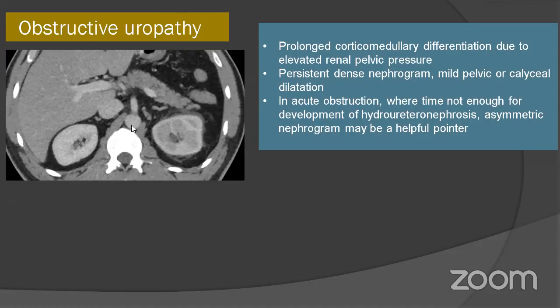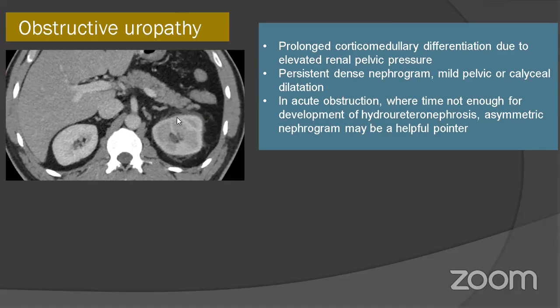And usually when you have obstruction, because of the elevated renal pelvic pressure, it leads to prolongation of the corticomedullary phase. You might see a persistent dense nephrogram if you were to take a delayed image. You might see mild pelvic or calyceal dilatation. And why the sign is useful is because in acute obstruction, where there is not enough time for development of hydroureteronephrosis, this asymmetry in the nephrogram can be a very helpful pointer.